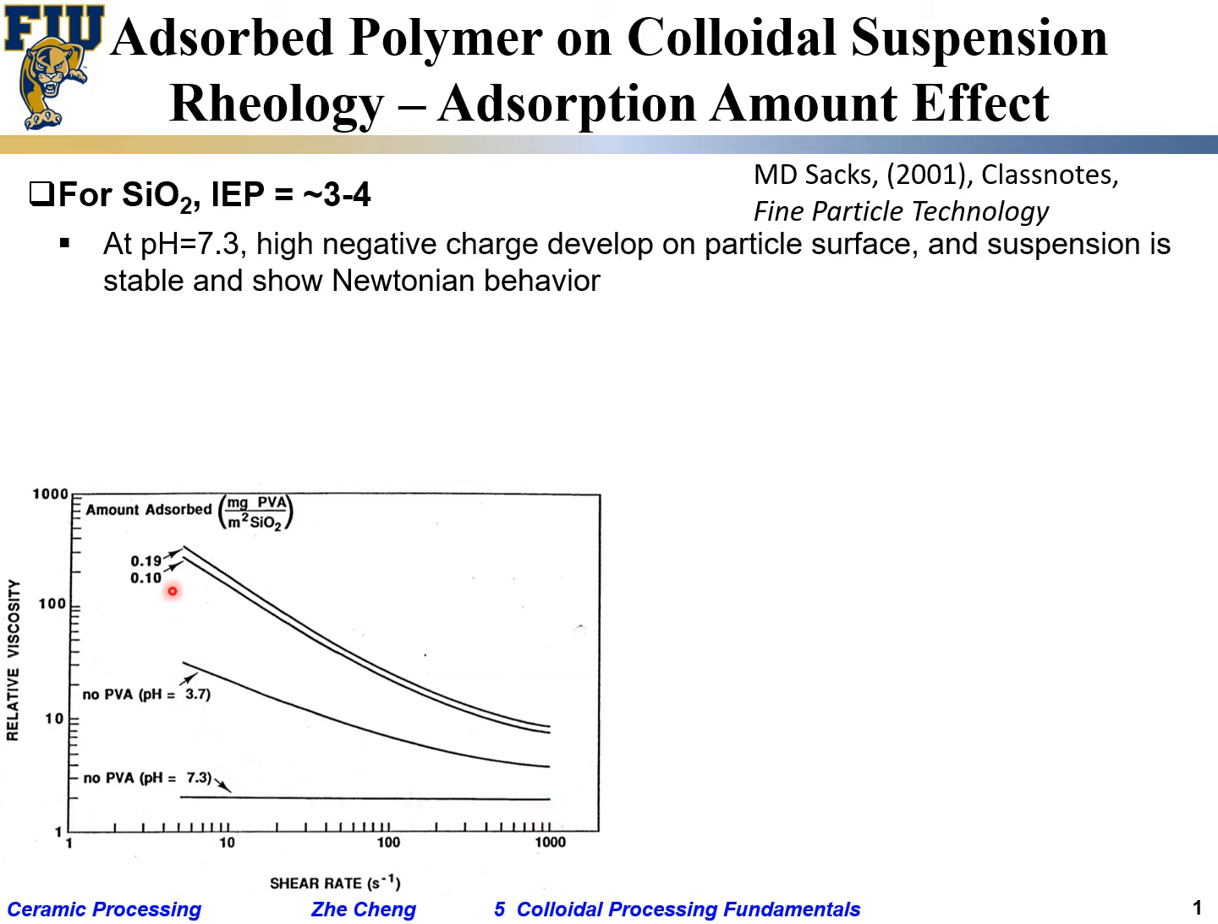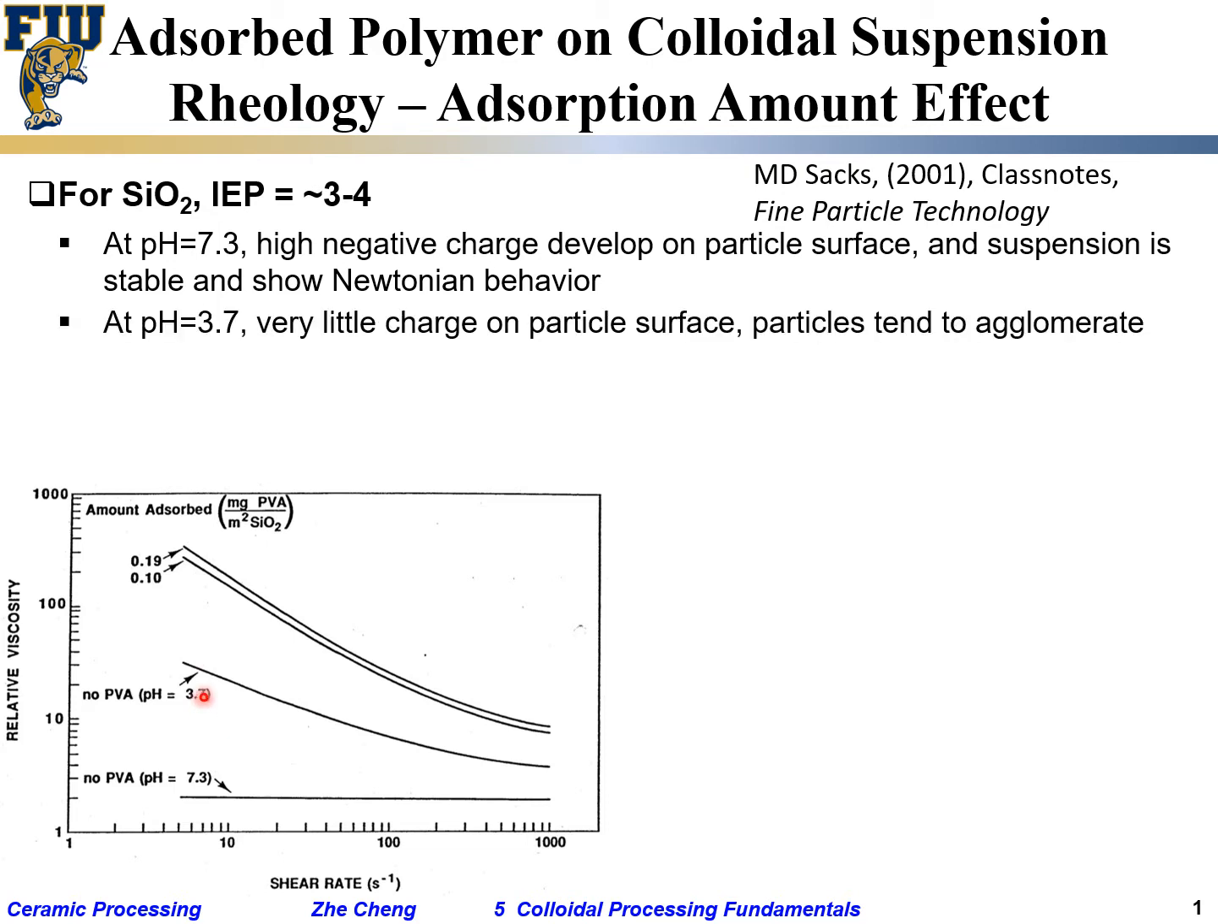On the other hand, all these other curves are for pH 3.7, which means I have very little charge on the surface. And if I have no PVA, no polymer, PVA is a polymer, okay? When I have low PVA, I'm showing a so-called shear thinning behavior, right? The higher the strain rate, the lower the viscosity, but it's higher viscosity because of the so-called agglomeration effect.